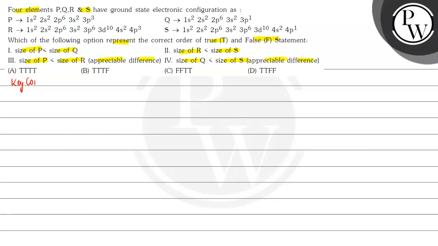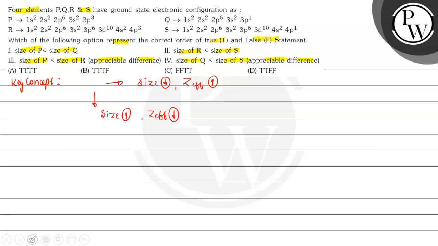Let's note down the key concept of this question. As we know, size decreases along a period. This is due to the fact that effective nuclear charge increases in this case, whereas when we move down a group, size will increase as effective nuclear charge decreases.